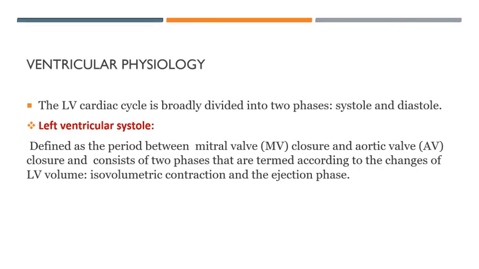For ventricular physiology, the left ventricular cardiac cycle is broadly divided into two phases, systole and diastole. Left ventricular systole is defined as the period between mitral valve closure and aortic valve closure, and consists of two phases that are termed according to the changes of left ventricular volume: isovolumetric contraction and the ejection phase.